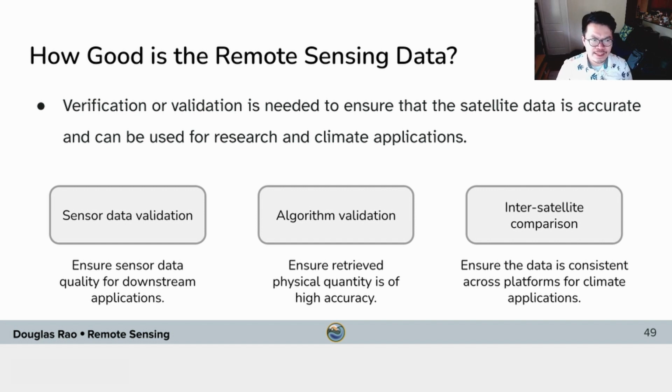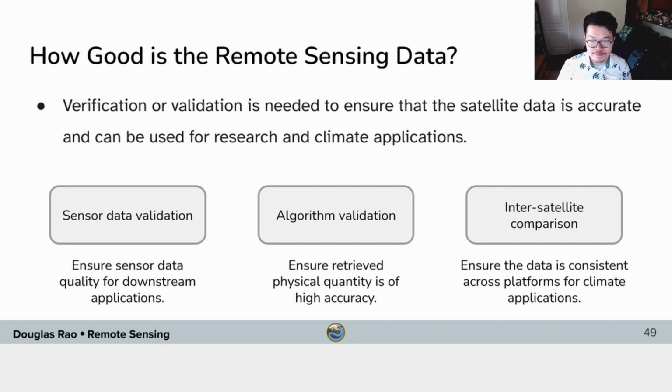To ensure satellite data is accurate and can be used for various applications, we often need to verify against certain reference data. The verification typically has a few different components. First of all is to ensure sensor data is of high quality for downstream applications. This often requires calibrating the sensor data regularly against a stable and robust target. Sometimes this target can be a large desert area, ocean, or lunar surface.